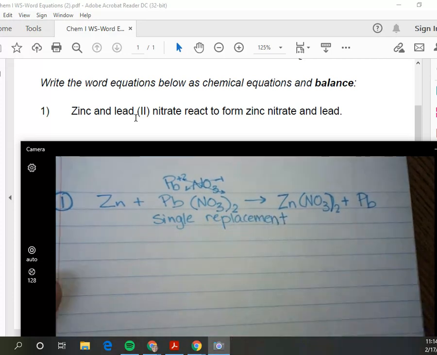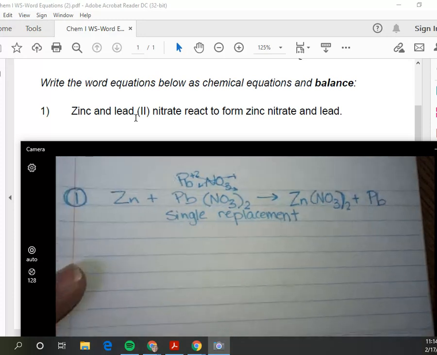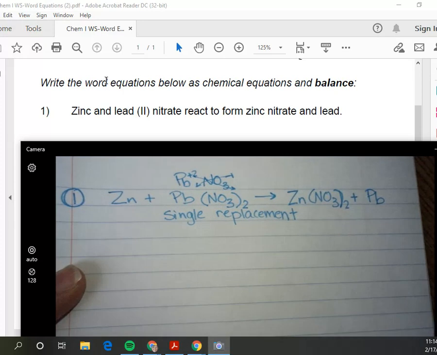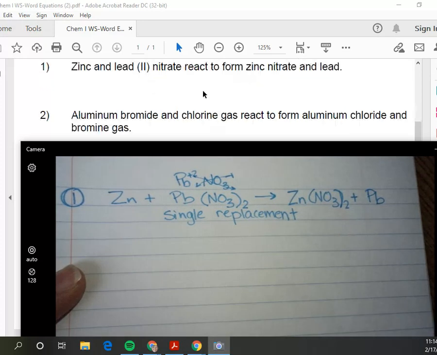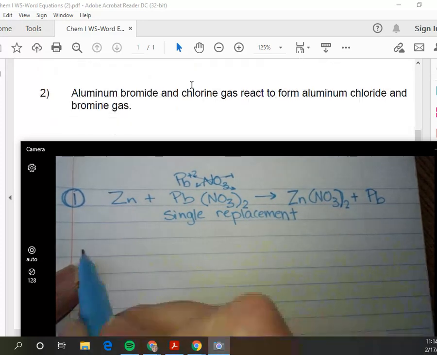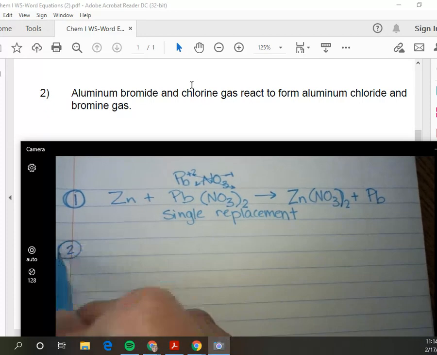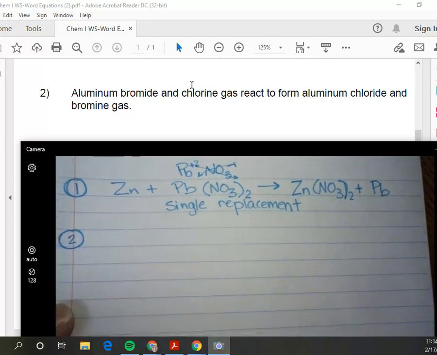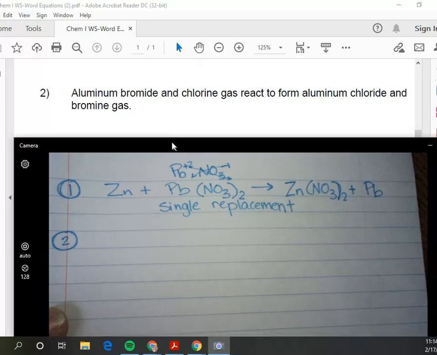Okay. All right. Let's go ahead and do 2 together, and then we're going to skip down and do 6 together because 6 is a little more complicated, but we'll do 2. 2 aluminum bromide and chlorine gas.